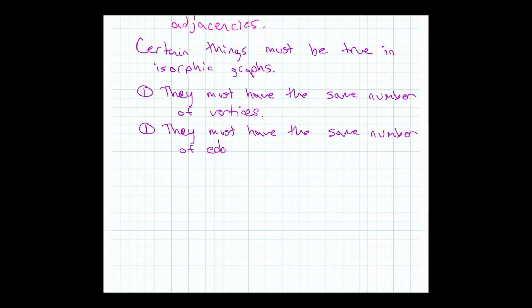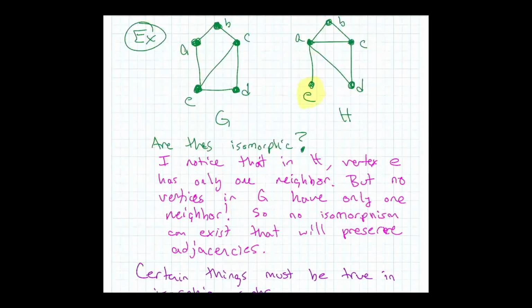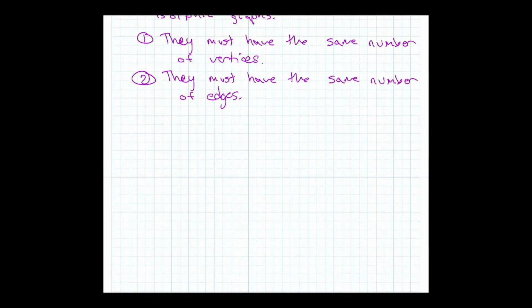They must have the same number of edges. Why? Because of the same thing up here. We said that if vertices are adjacent over here, they need to be adjacent over here. That means if there's an edge over here, there's an edge over here. Has to be, right? And the whole thing here was E only has one edge coming from it. So something over here needs only one edge and it doesn't have it, because these are not isomorphic. Okay, so they must have the same number of vertices. They must have the same number of edges.